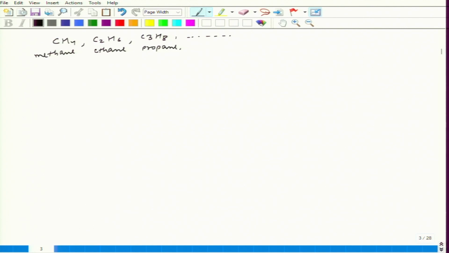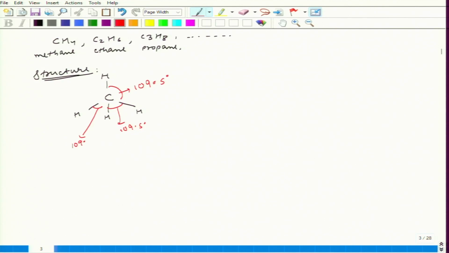Now, let's talk about the structure of alkanes. I have already told you carbon is a tetravalent species. In methane, the bond angle between hydrogen, carbon, and hydrogen is 109.5 degrees. This is also 109.5 degrees, and this too, which means all the angles are the same. This might not be visible in a 2D structure, as this is a 3D molecule represented in 2D space, so the angles might not seem perfect. So we can draw it in a different way.